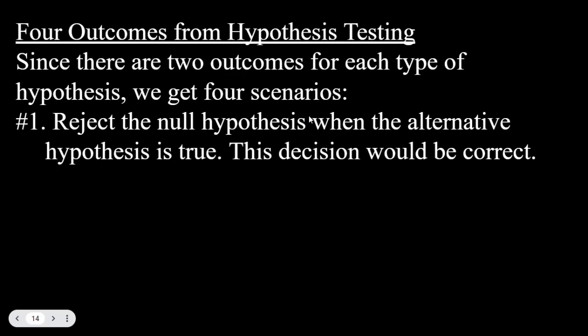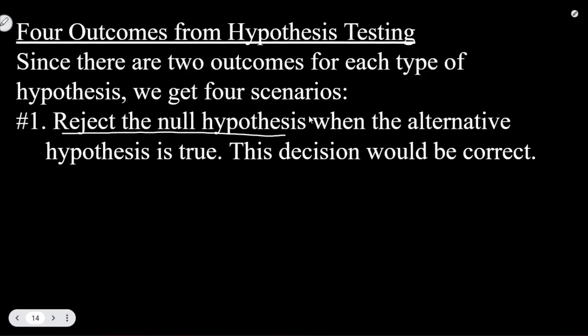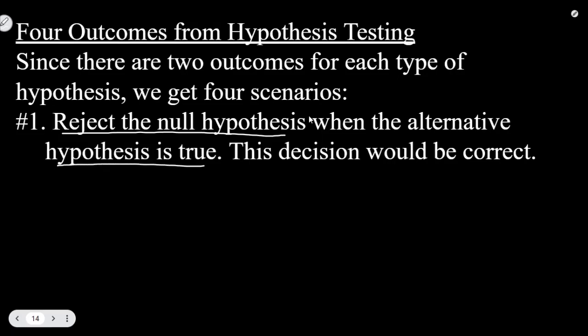So there are 4 different things that can happen when we do a hypothesis test. Since there are 2 different outcomes that could happen for each type of hypothesis, we get 4 different scenarios. The first thing that could happen is we might come up with the conclusion that we should reject the null hypothesis when the alternative hypothesis is true. Okay, the alternative hypothesis is true, and we rejected the null hypothesis, and so that decision would be correct. That would be a good outcome.